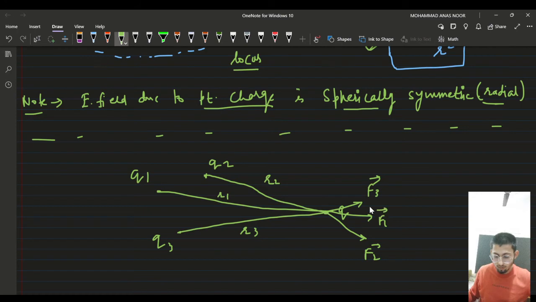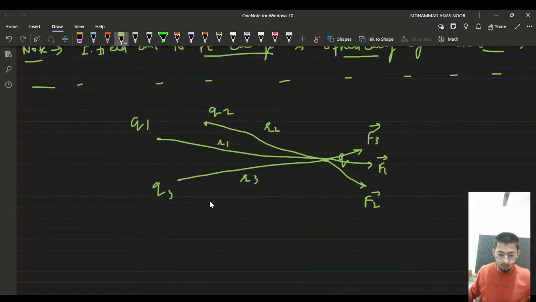Now this is simple: the electric field due to a system of point charges would be the sum of the electric fields due to the individual charges, as if one was present at a time. What does that mean? It means that if you want to find the electric field due to one charge, forget everything else, you find E1, and then E2, and then E3.